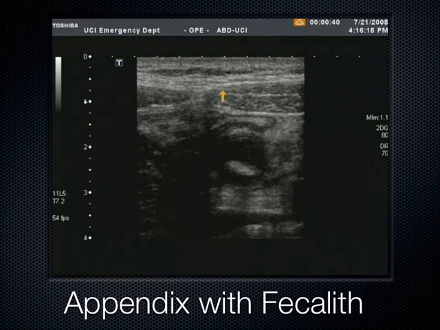Yes? I was just wondering, is there a risk that we could actually rupture the appendix by how hard we push on it? There are risks that you can do to patients with ultrasound, such as dislodging a DVT.